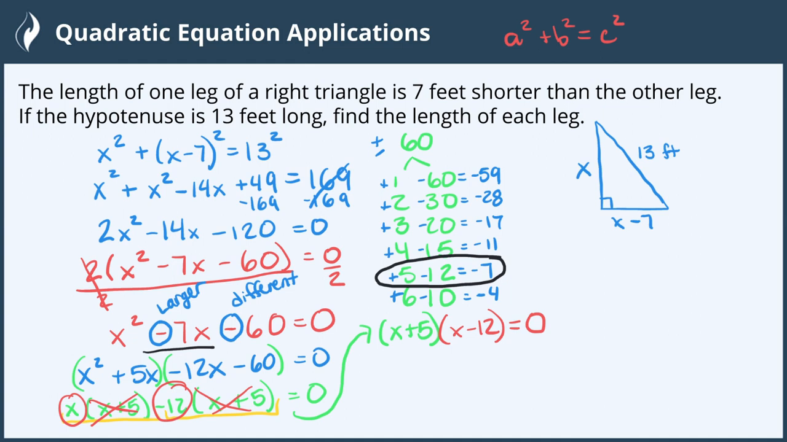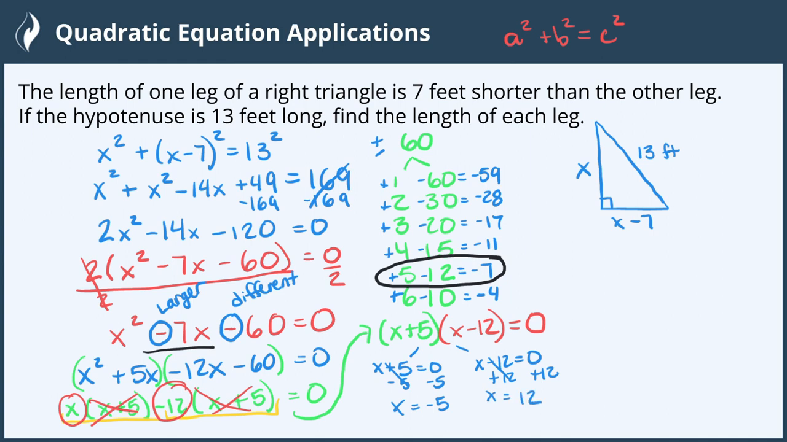Because we have two factors now equaling 0, this means that we can use the zero product property and separate our factors and set them each equal to 0. So we have x plus 5 equals 0, x minus 12 equals 0. On the left, we'll subtract 5 from both sides, so we get x equals negative 5. And on the right, adding 12 gives us x equals positive 12.